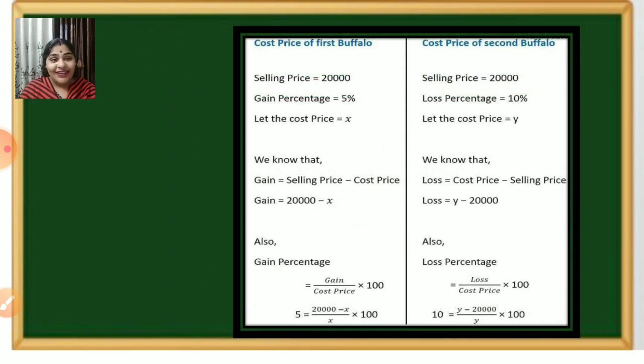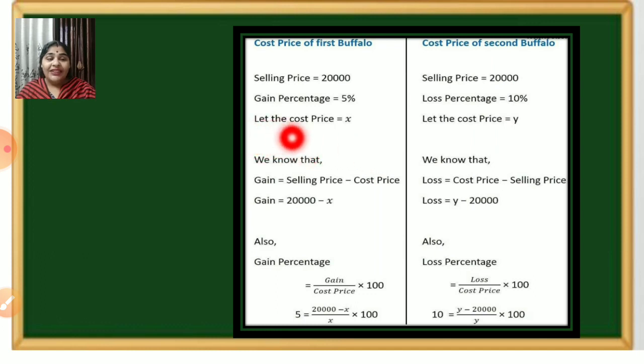Now you can see here again there are 2 sections. Left side will be cost price of first buffalo, and second the right hand side we will be finding the cost price of a second buffalo. So let us see here, selling price is 20,000 of first buffalo, selling price of second buffalo will be also 20,000. Gain is given 5% when he sold first buffalo, and loss of 10% when he sold the second buffalo.